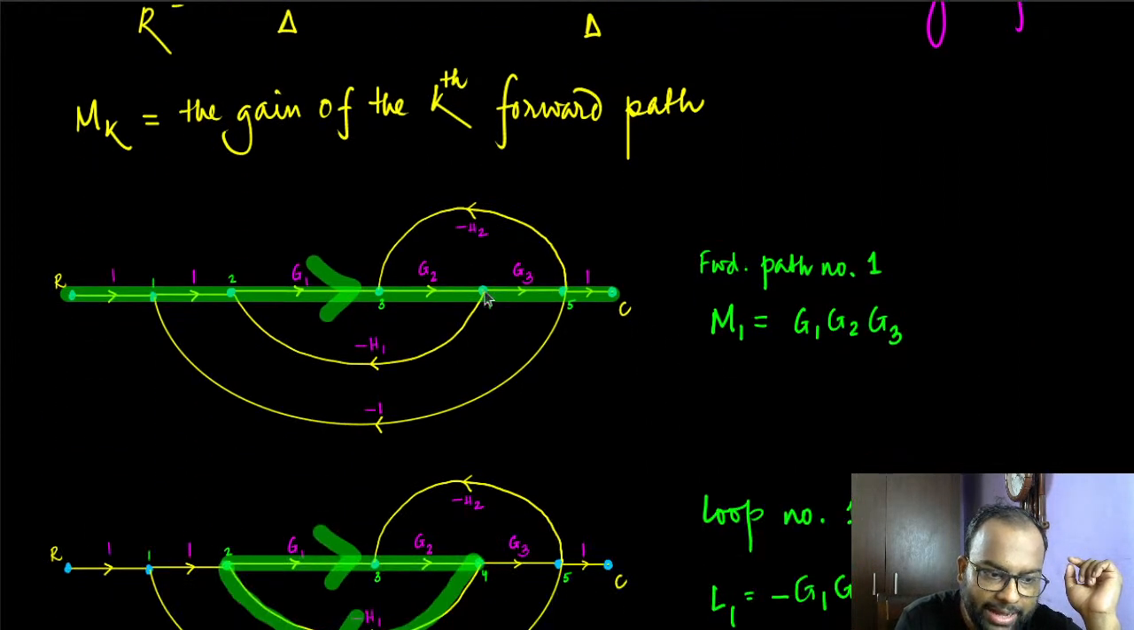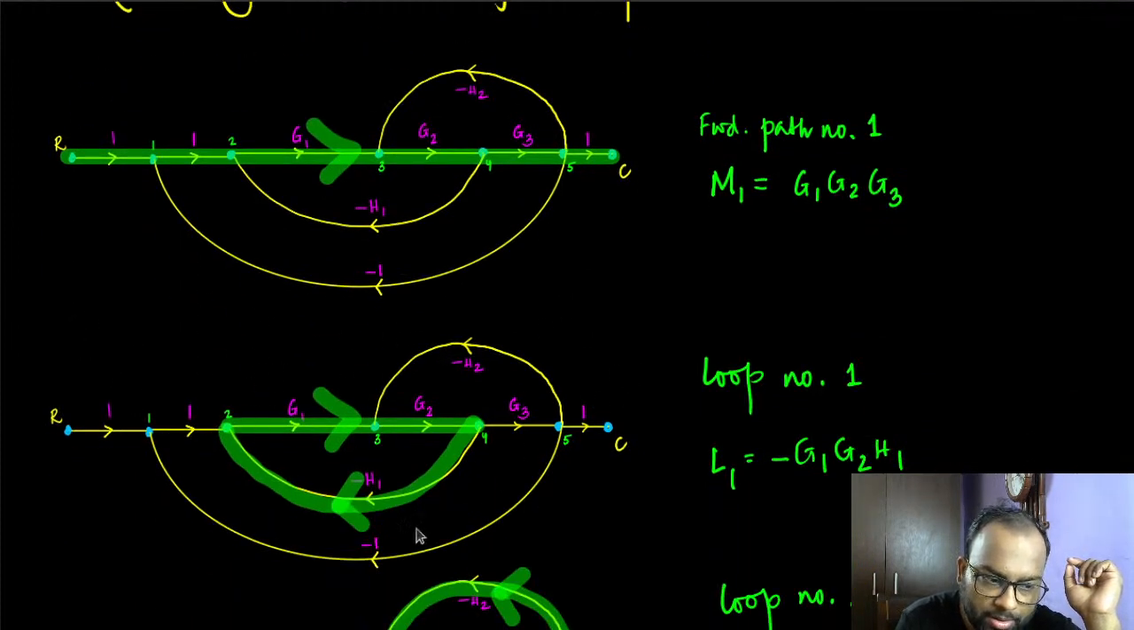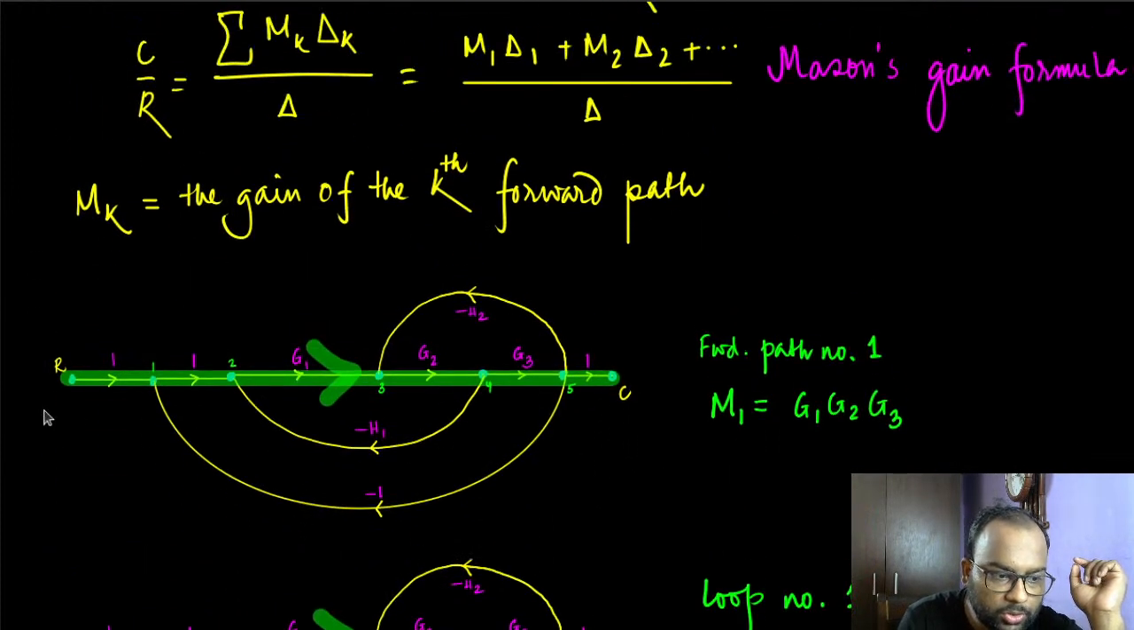And if the starting node and the ending node are the same for a path, it becomes a loop. So this is a path, and since it is starting from the entry node and exiting at the exit node, it is called the forward path. So there is only one forward path. So for our consideration, M1 is the only forward path.